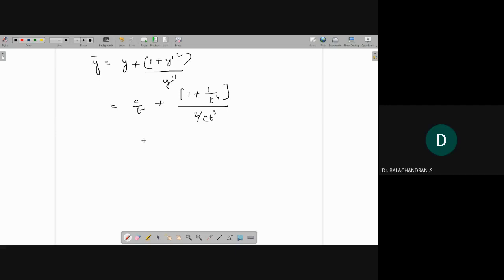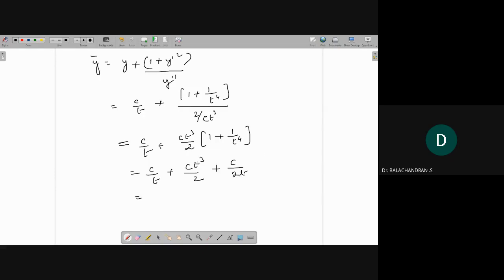Okay. Now, this is equal to C by t plus C t cube divided by 2 reciprocal. Yes. So now, which is equal to C by t plus, if you multiply, you'll get what? C t cube divided by 2 plus C by 2t. Now, I think you have C by 2t is common.